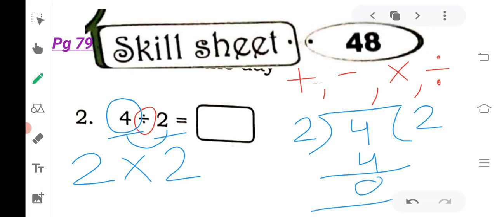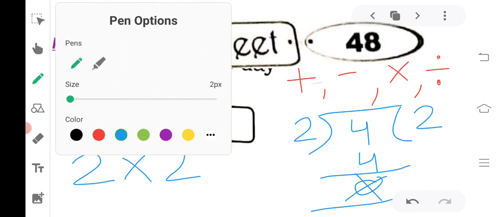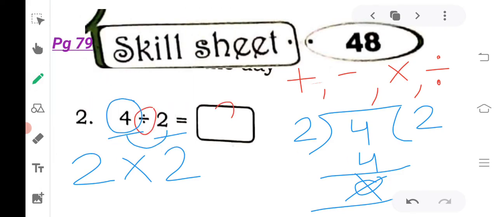So 4 minus 4 is your 0. So this number, you will cross like this. Okay, so 2 twos are 4. So which number will come here? Your number comes 2. So when we divided 4 by 2, we got 2. This is your answer. Okay children, you can do it in the form of a multiplication fact.